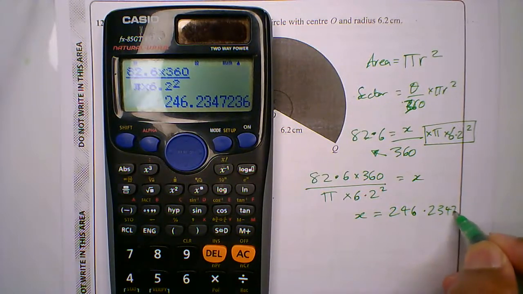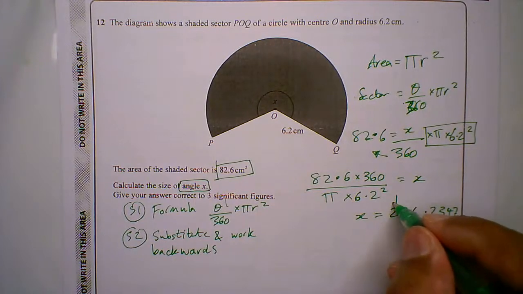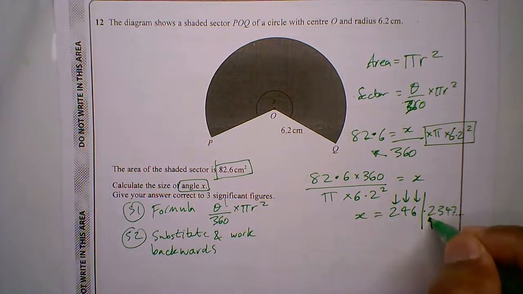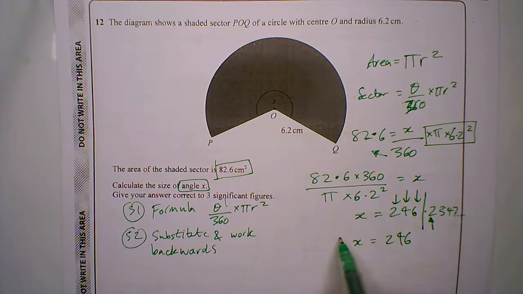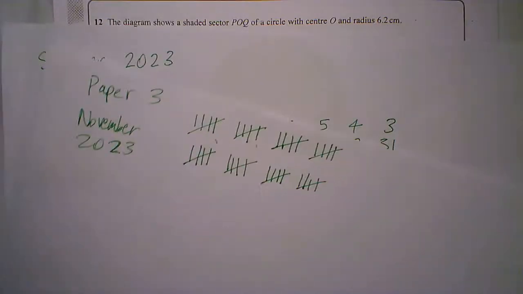246.2347... And this is saying to 3 significant figures: 1 significant, 2 significant, 3 significant figures. And so this is now 246. My 2 rounds down to 246. And if you get the same answer, or a similar answer, well done. That's 2 more marks. Let's add that to the tally.